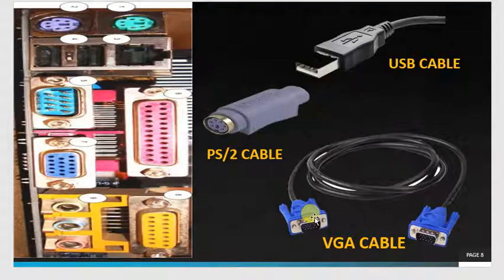For the keyboard and the mouse, it may come with a PS2 port or a USB port. So depending on the port that you have at the end of your mouse cable or keyboard cable, you search for the same port at the back of the system unit and connect it to that port. So this is how we connect the mouse, the keyboard, and the monitor to the back of the system unit.